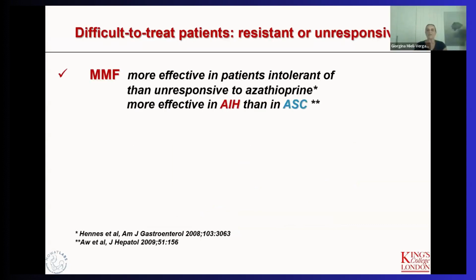For difficult to treat patients who are resistant or unresponsive to standard treatment, MMF, mycophenolate mofetil, is the first line drug to use. This drug is more effective in patients who are intolerant of azathioprine than unresponsive to azathioprine, and is more effective in autoimmune hepatitis than autoimmune sclerosing cholangitis. A very important point is that MMF is teratogenic, very teratogenic. So it is a drug which is quite difficult to give to girls who can possibly become pregnant. So it's very, very important to advise them and to take precautions.